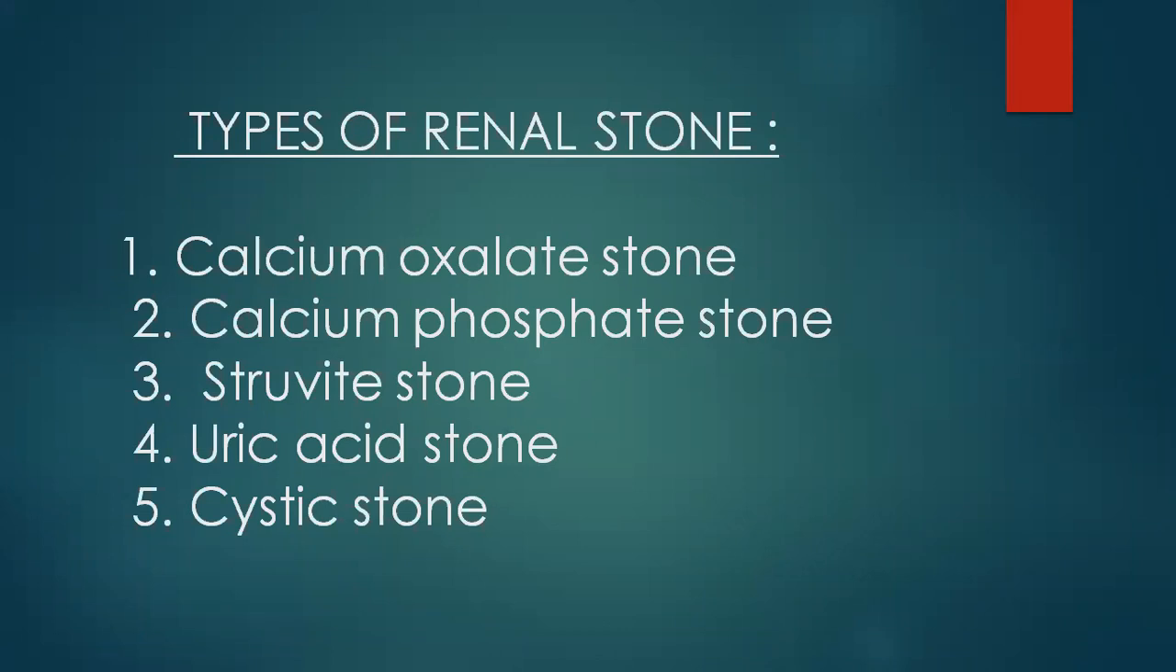Then fourth one is uric acid stone. It is caused by excessive dietary purines or gout. Uric acid stone tend to form in acidic urine. In this type of renal stone, avoid such purine sources, for example, meats and gravy.